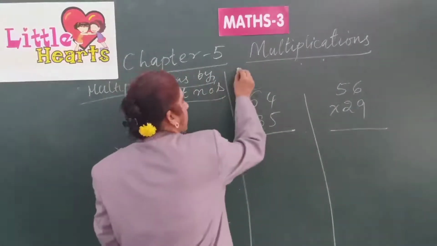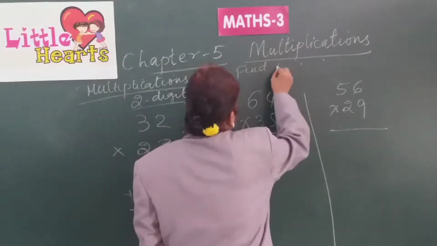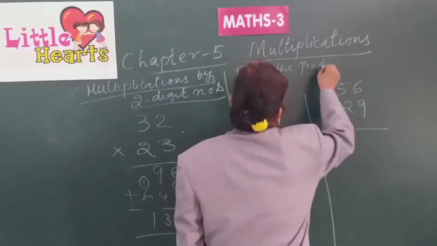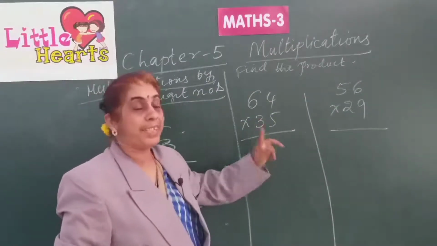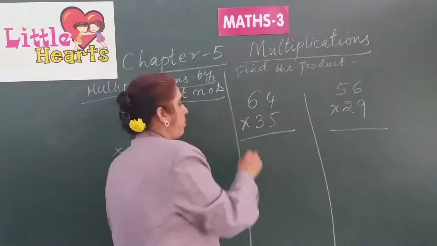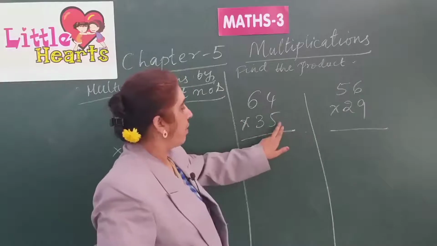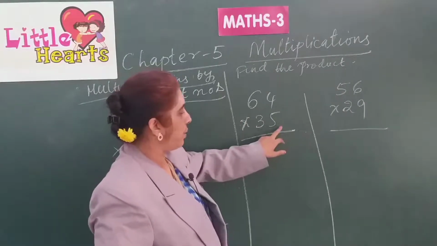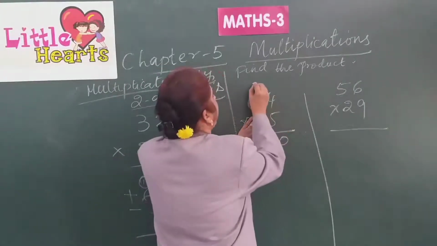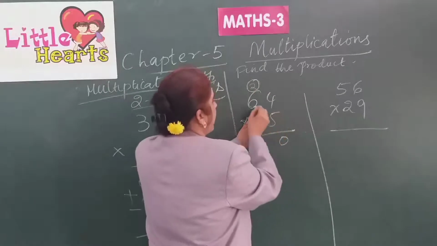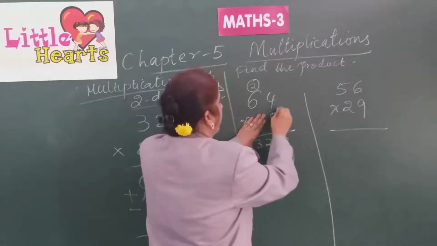Find the product. This is a 2-digit number multiplied by a 2-digit number with carrying. So you have to be very careful. 64 into 35. First start multiplying with the ones place digit in the multiplier by which you multiply. Take the ones place digit. 5 fours are 20. Carry 2 to the tens place. 5 6s are 30 plus 2, 32, 320, 64 multiplied by 5.